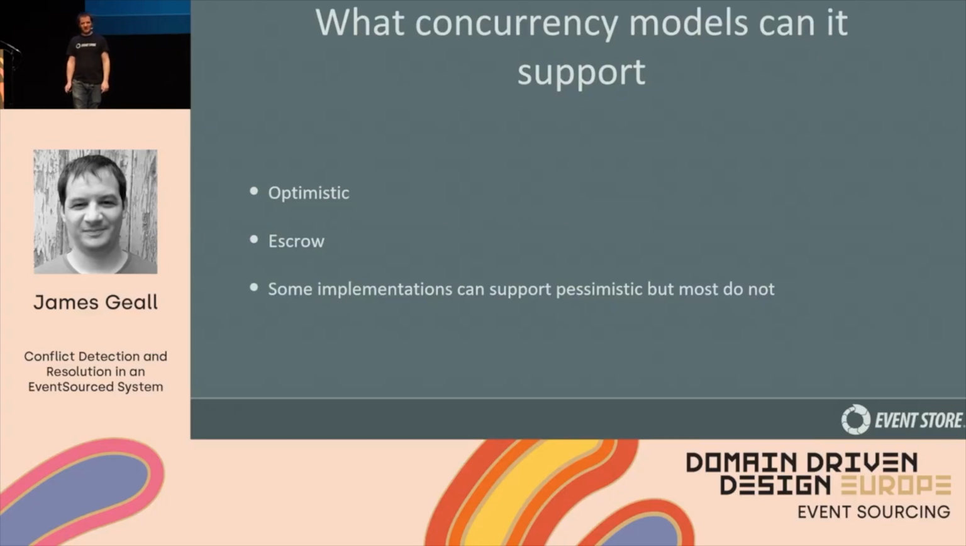Some implementations can support pessimistic, but most do not. So any event store that's written on top of a SQL Server instance could support pessimistic locking. You probably wouldn't want it to, because your events are probably distributed throughout a table, and by the time you decide that you're going to take a pessimistic lock on all of those rows, the database engine will go, yeah, that looks like a table lock to me, and then you've just put a lock across your entire data store for your update. So most of the time, you wouldn't even think about doing that.